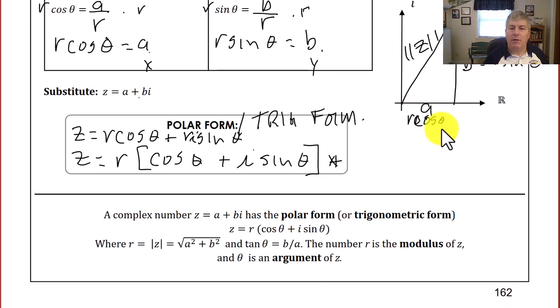So a complex number, z equals a plus bi, has the polar form or trig form of r cosine of theta plus i sine of theta, where the magnitude of z equals the square root of a squared plus b squared, and the tangent of theta is b over a, or our y over our x. The number r is the modulus of z, and theta is the argument of z. So you'll also see that vocabulary, modulus and argument.